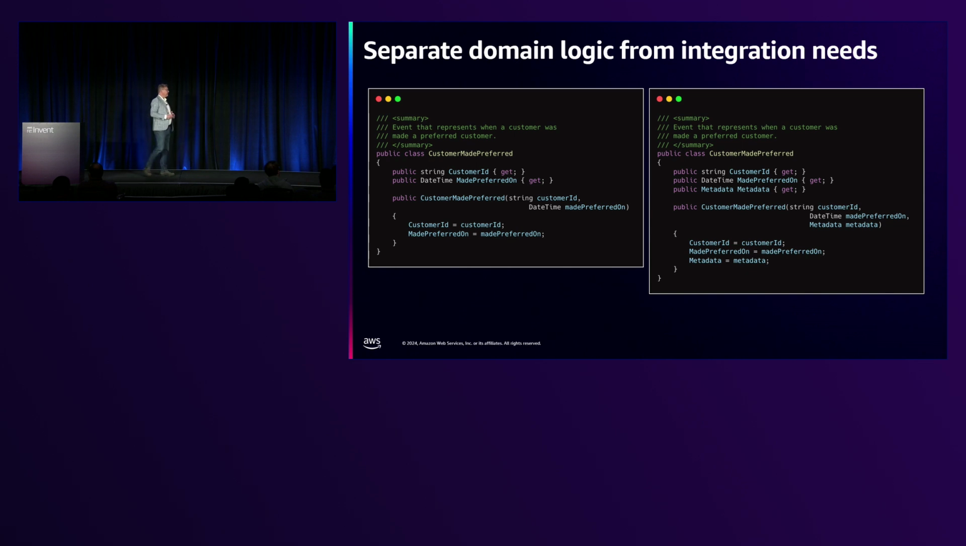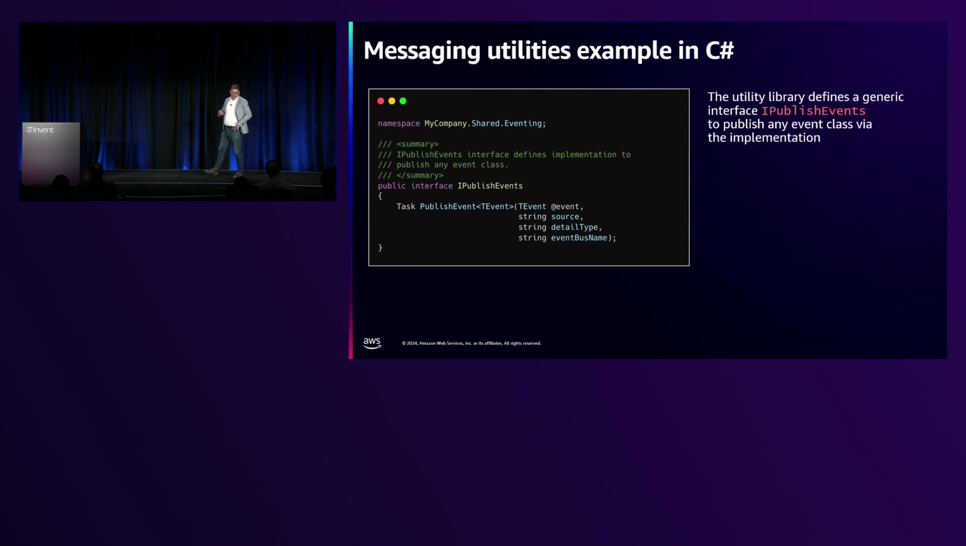So if you take a look at this example here, what I mean is the example on the left is defining a customer-made preferred event, in the simplest form, with the event intent, right? On the other hand, we are now modeling metadata inside our event object, and that doesn't really make sense, because now development teams need to know how to create and populate that. And that's not necessarily what we want to have done.